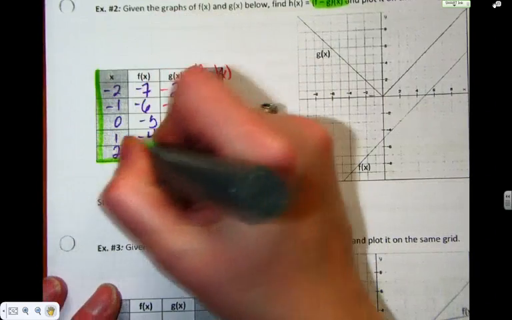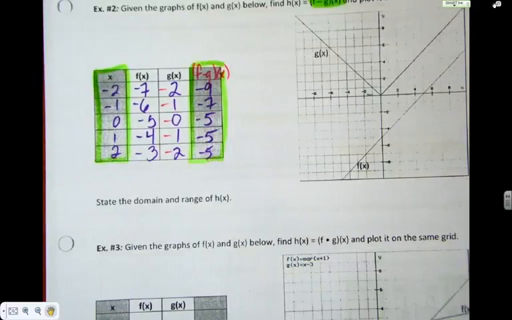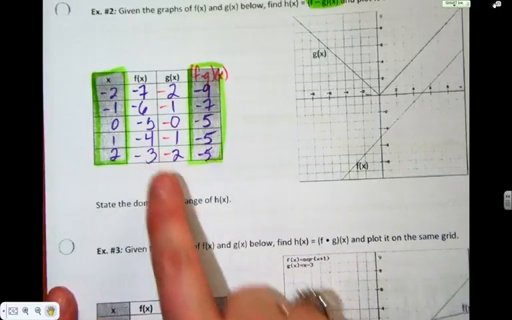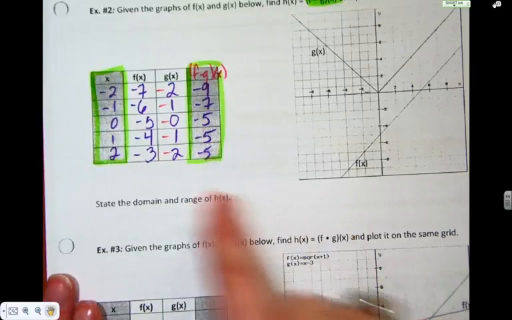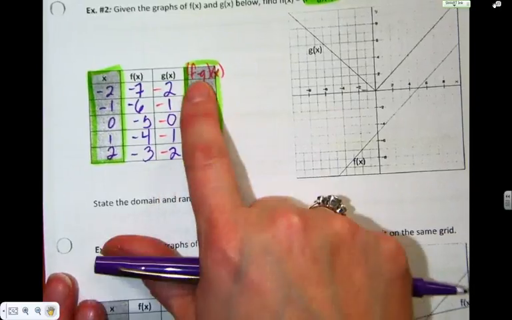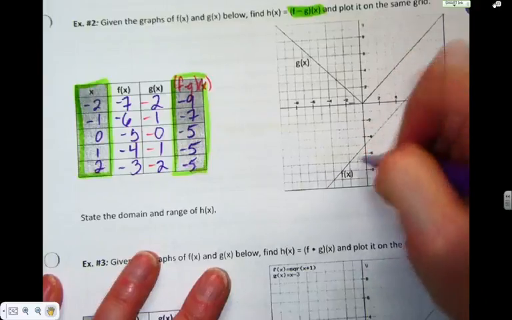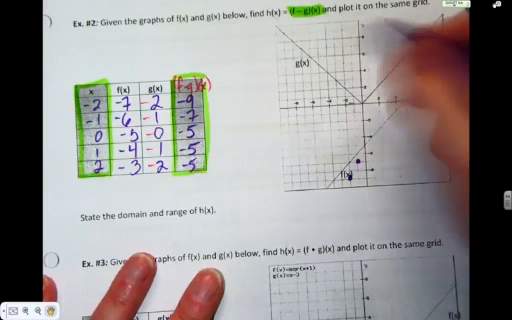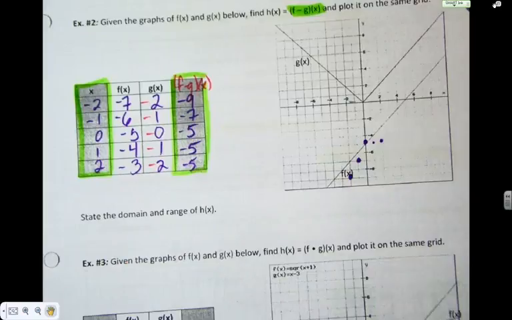Again, the x is the first coordinate you're graphing. The last column is this y coordinate. That's why I highlighted those ones for you. Why isn't it g of x? Because we're subtracting, right? So I just put them in so visually we can see what we're doing. Okay, so -2, -9. -1, -7. 0, -5. 1, -5. 2, -5.